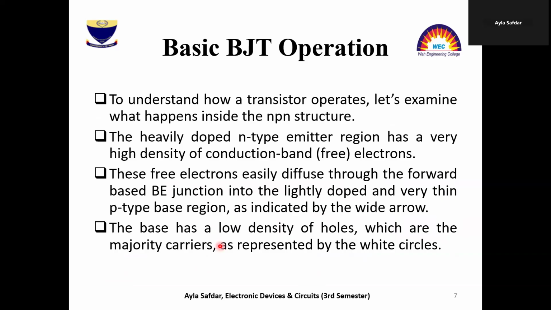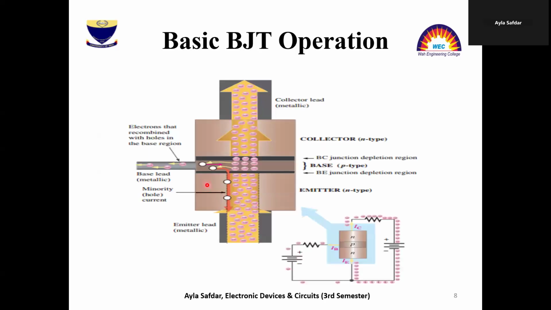Okay, let us examine the NPN structure. We have a heavily doped N-type emitter region, in which we have a high density of conduction band electrons. Whenever I say conduction band electrons, these are basically the free electrons due to which the current is flowing, right? These free electrons will diffuse through. I will show the diagram, then I will come back to the slide. Okay, this is basically the architecture.